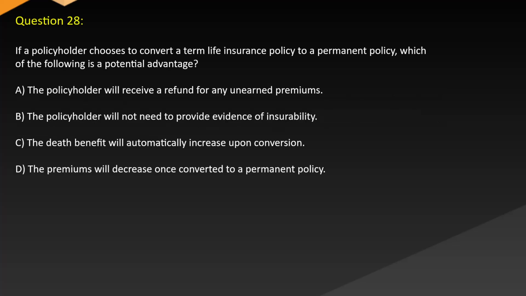Question 28. If a policyholder chooses to convert a term life insurance policy to a permanent policy, which of the following is a potential advantage? A. The policyholder will receive a refund for any unearned premiums. B. The policyholder will not need to provide evidence of insurability. C. The death benefit will automatically increase upon conversion. D. The premiums will decrease once converted to a permanent policy.